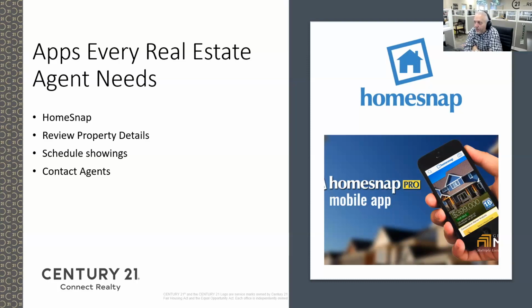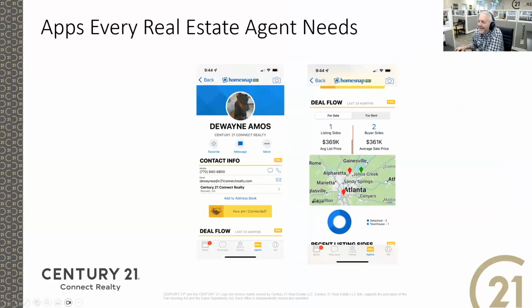One of the other things that I really like about the HomeSnap app is it allows you to look up other agents and get their contact information, and it allows you to easily upload their contact information into your phone. So let me show you this little key on here. All right. So if you go to HomeSnap and you look on HomeSnap Pro and look under agents, you can type in the name of any agent.